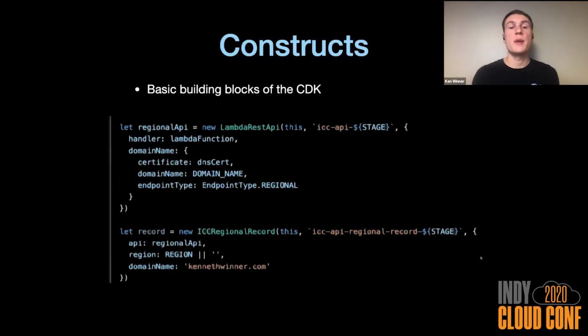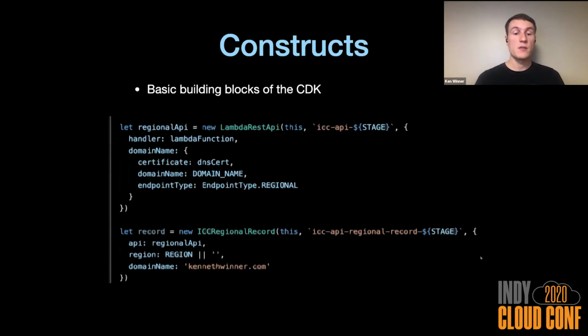Constructs. So constructs are the basic building blocks of the CDK. This is really the bread and butter of what the CDK has to offer. So a basic construct is a resource. So a Lambda REST API is an API gateway REST API that proxies to a Lambda function. So we don't have to specify any of that stuff. We just know that a construct Lambda REST API is gonna be that. It's not just an API gateway where you have to specify everything. We're able to simply declare Lambda REST API.